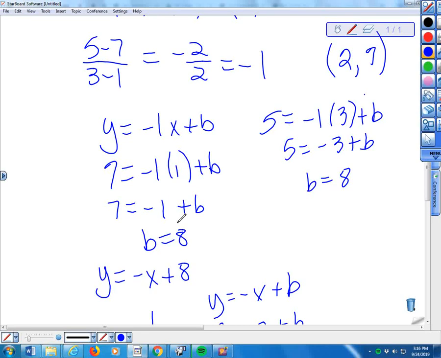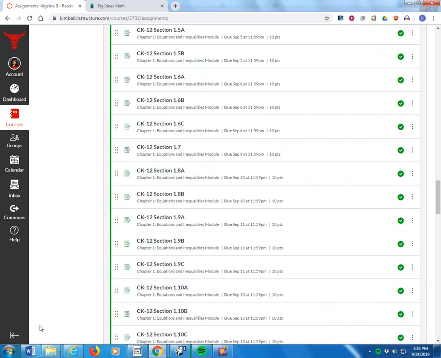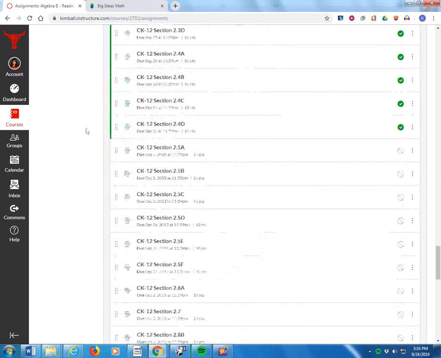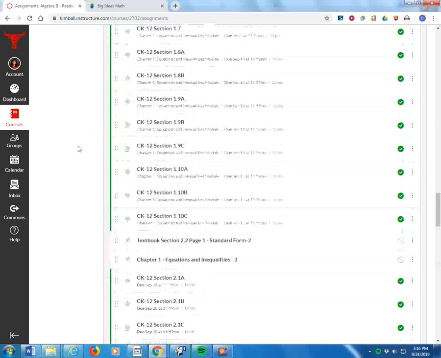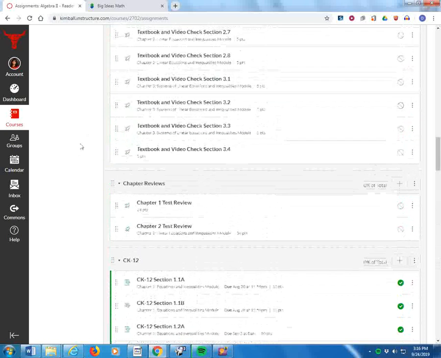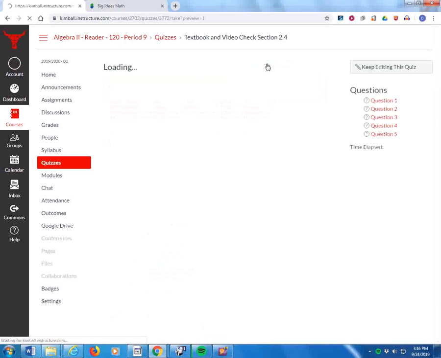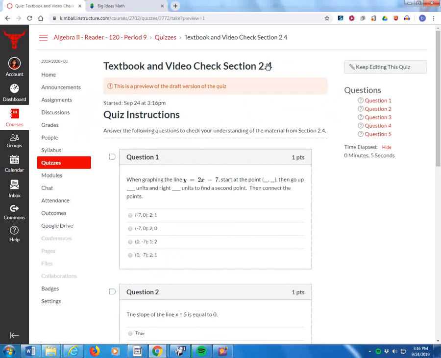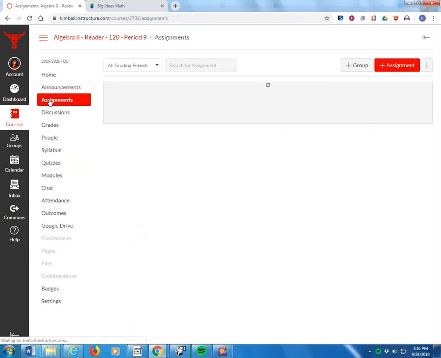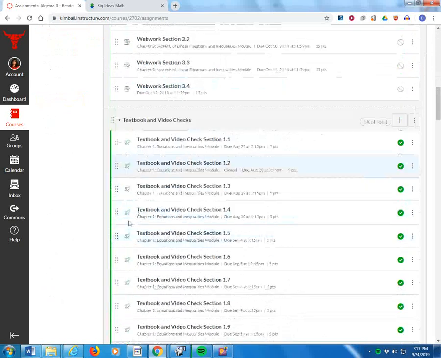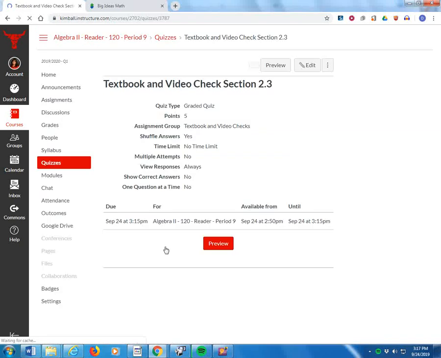Okay? Let's go through the textbook check real quick. I always forget to do this, and I want to go through it with you so we can talk about it. Okay, this was 2-4. No, 2-3. Not sure why I picked 2-4.